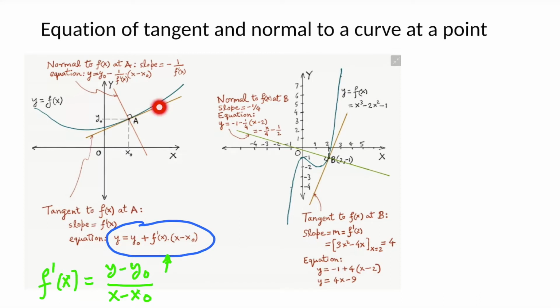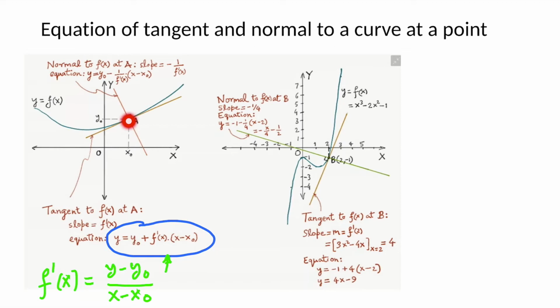And from this we can get the equation in these terms: y equals y naught plus the slope of the tangent multiplied by x minus x naught. Remember that the slope of the tangent is found from the equation of the curve by calculating dy by dx and then plugging in these values of x naught and y naught.